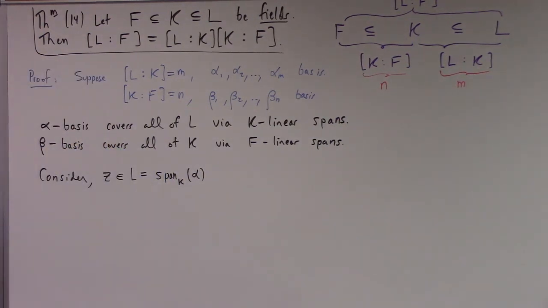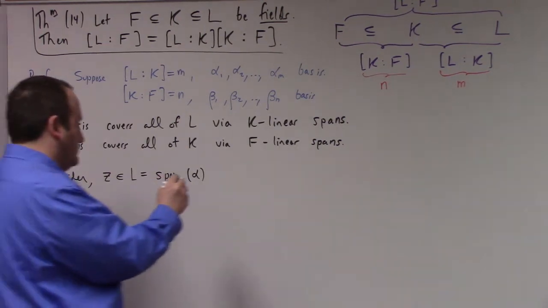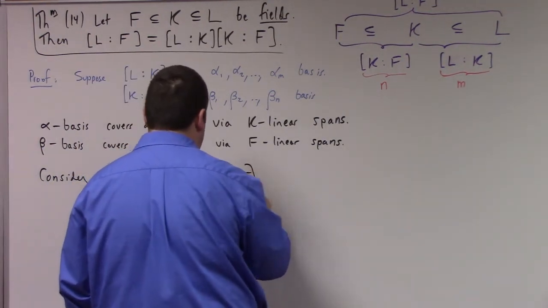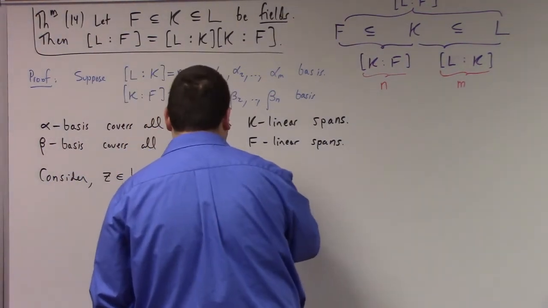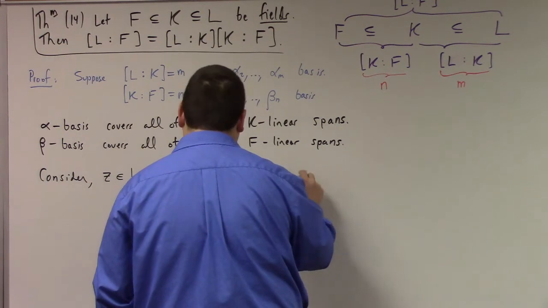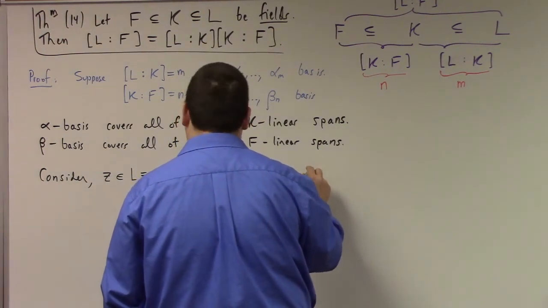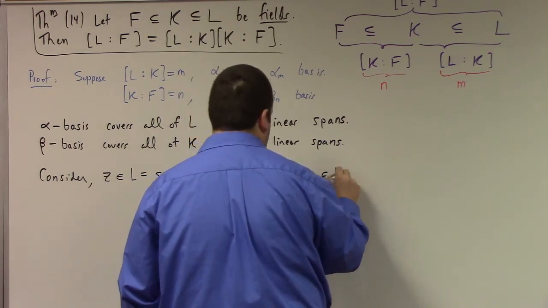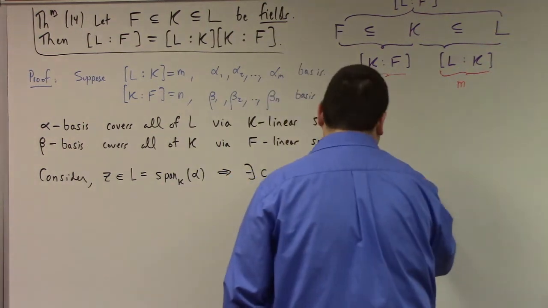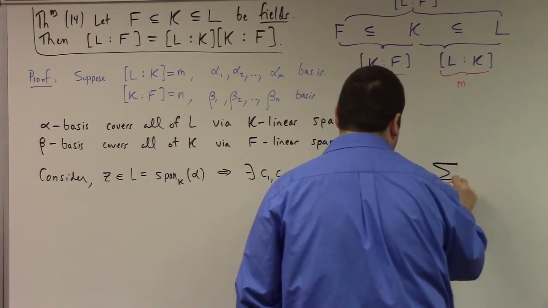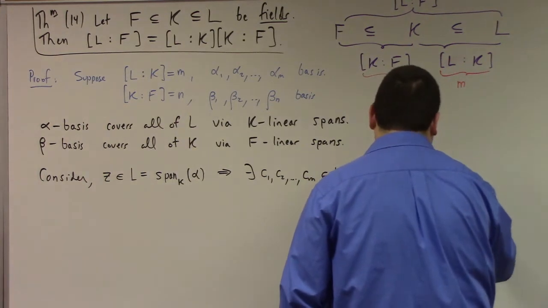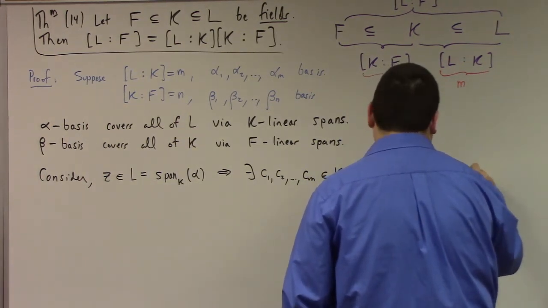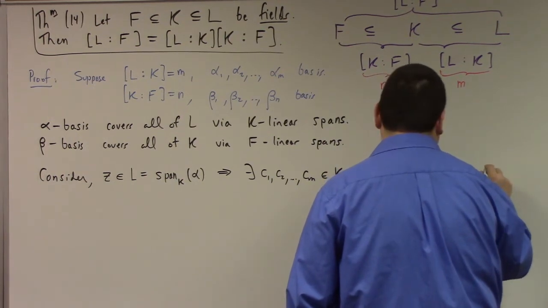Which means what? There exist constants, let's say C1, C2, up to CM. These are in where? K, right? Such that Z is equal to the sum, I equals 1 to M, of C sub I alpha I.